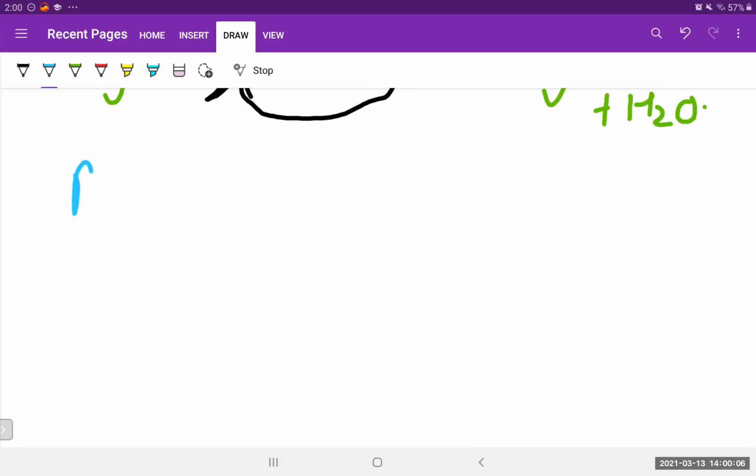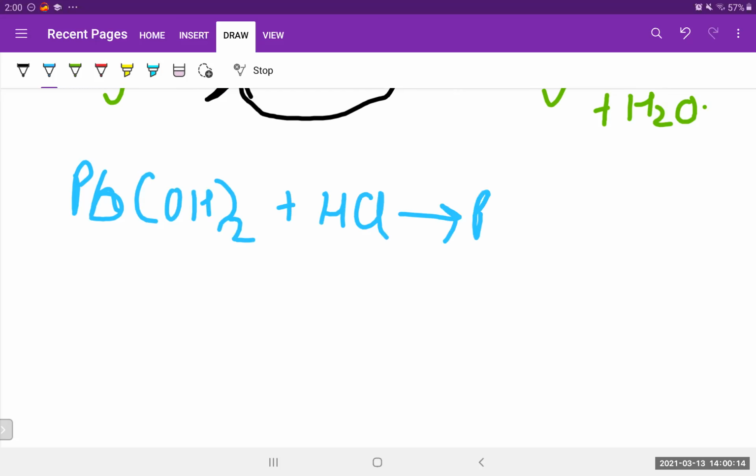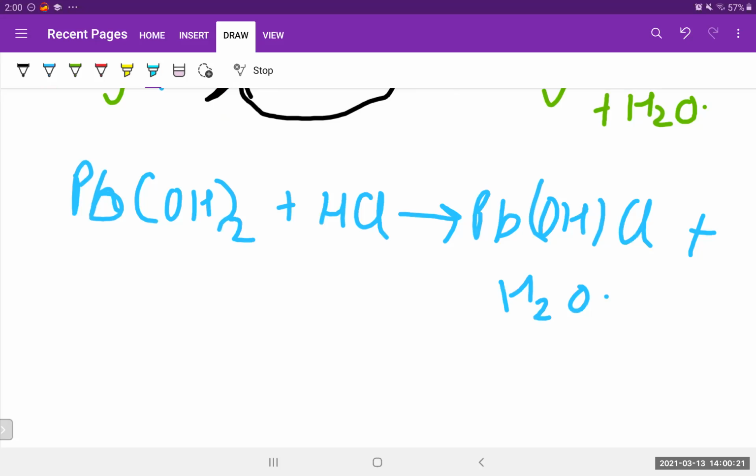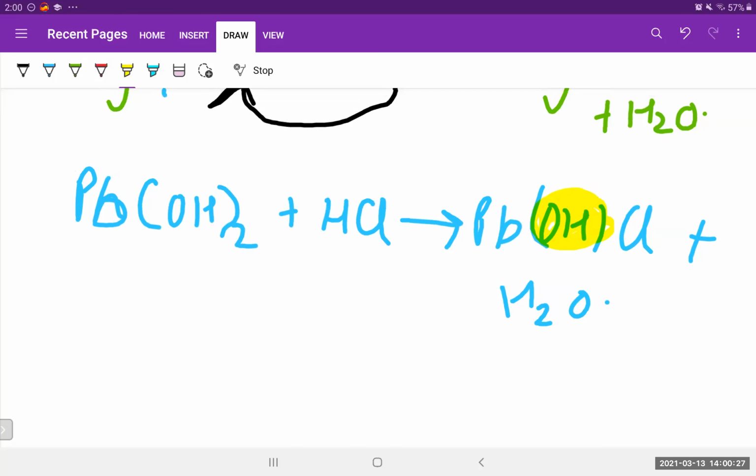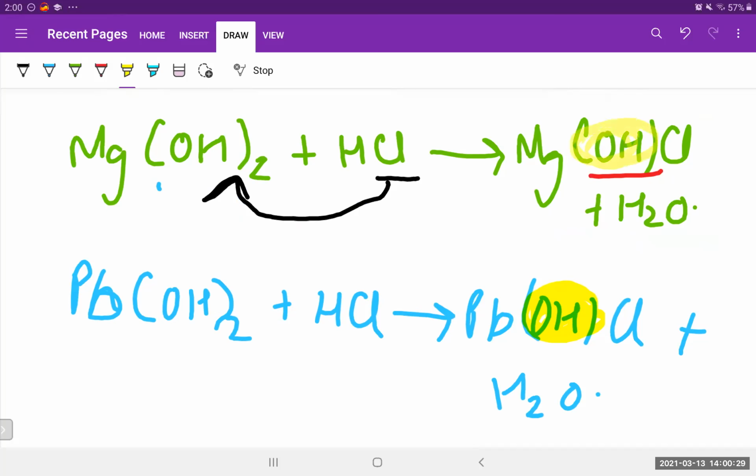Let's see the example of lead hydroxide. Lead is Pb, hydroxide will be Pb(OH)2 plus HCl. Let's see what we'll get. The same thing, we'll get PbOHCl plus H2O. Can you see? Can you understand it really very well? Is it clear or are you having some doubt in it? Tell me. It's clear? Yeah, it was clear.